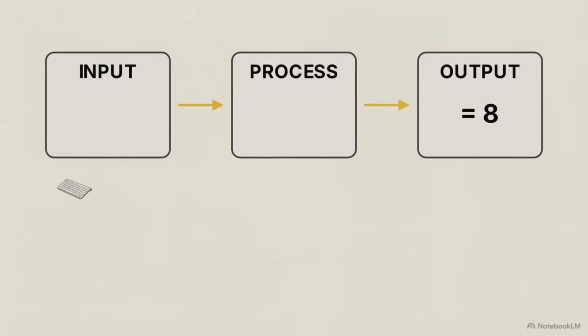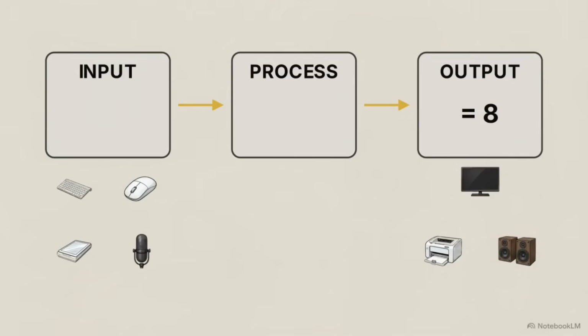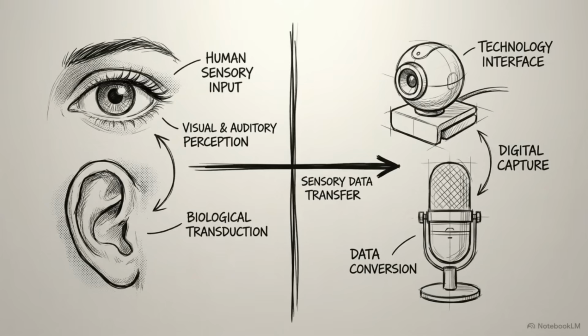Keyboards, mice, scanners, and microphones are input devices because they allow us to push data into the machine. On the other end, monitors, printers, and speakers are output devices. They are the physical tools the machine uses to communicate its results back to us. These input and output devices function like human senses and vocal cords, bridging the physical world with the digital one.